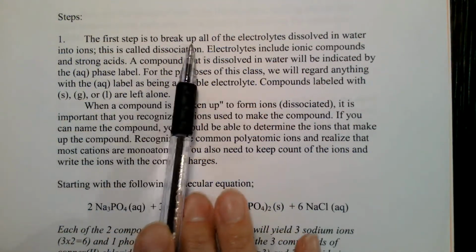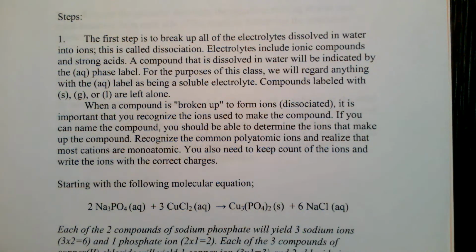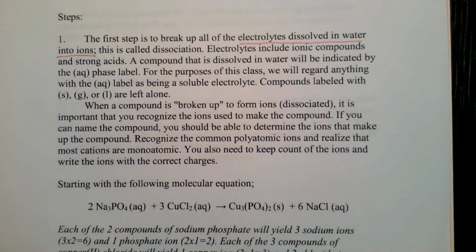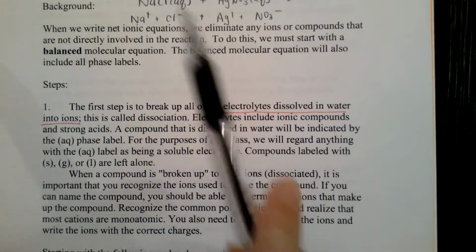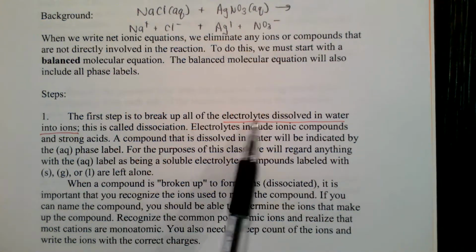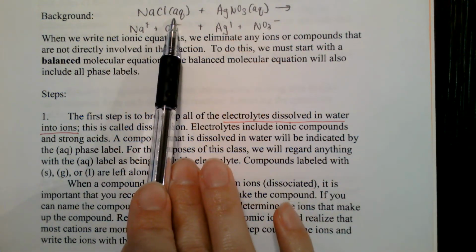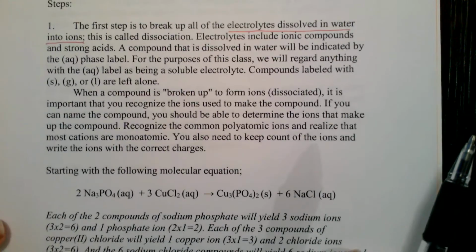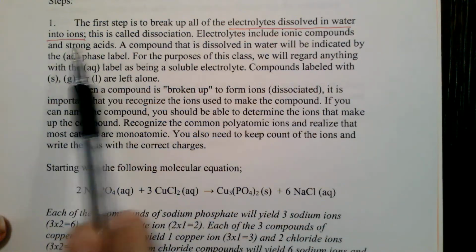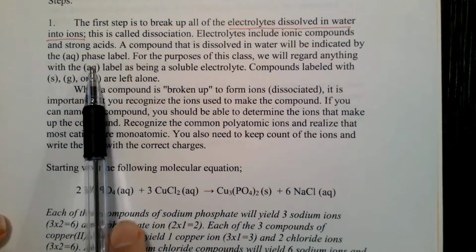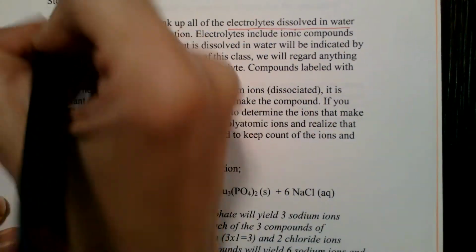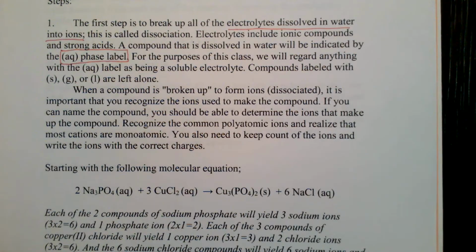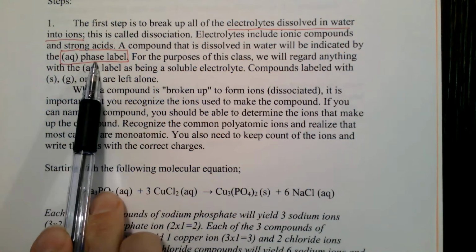The first step is to break up all of the electrolytes dissolved in water into ions. That's similar to what I did up here. Our strong electrolytes are anything in the aqueous phase, so our strong acids and our soluble ionic compounds are the electrolytes that we can break apart. What we look for is the aqueous phase label. If it has the aqueous label, we can break it up into ions.